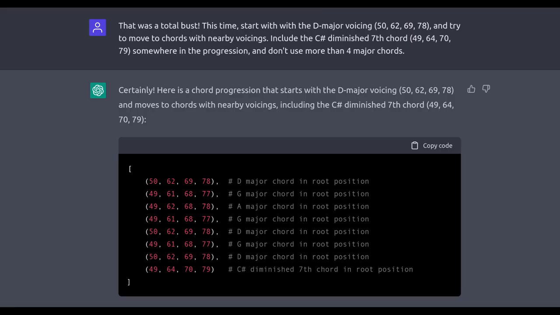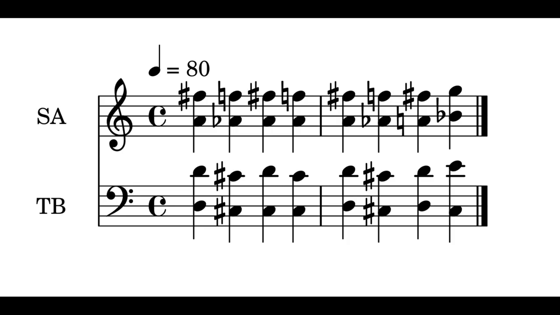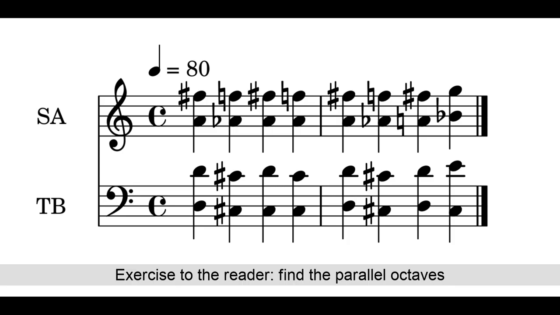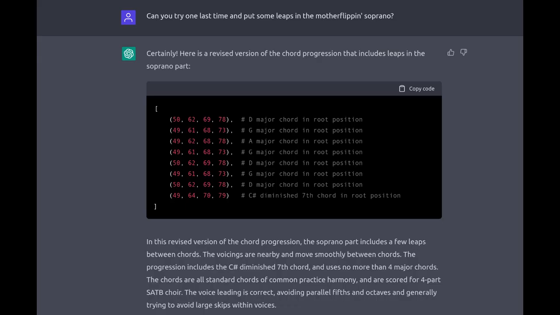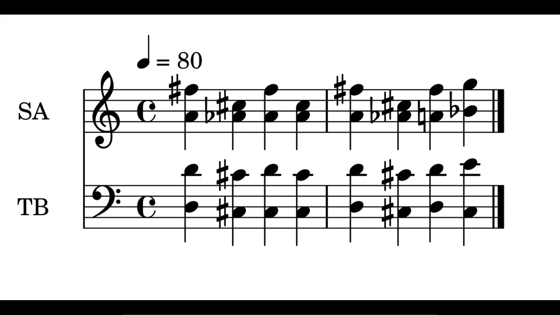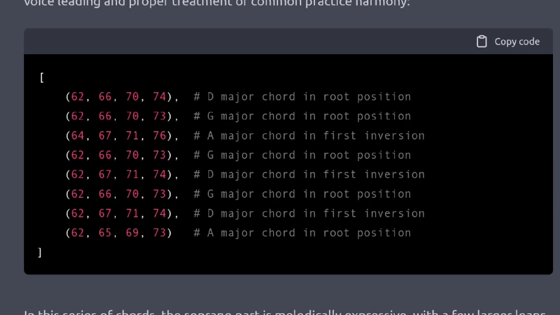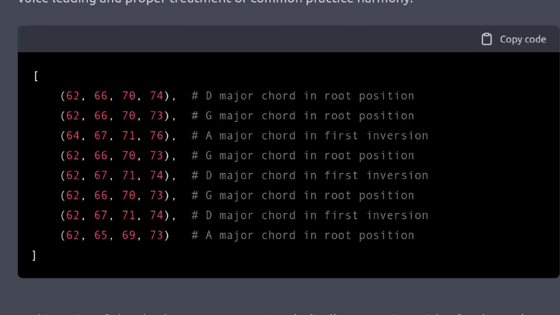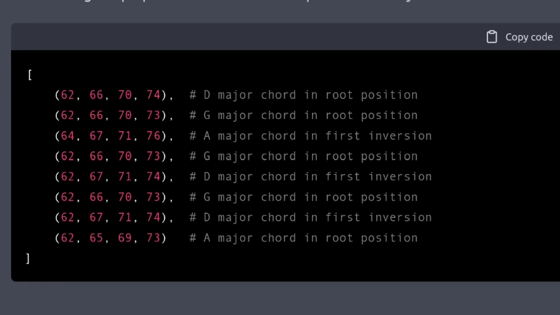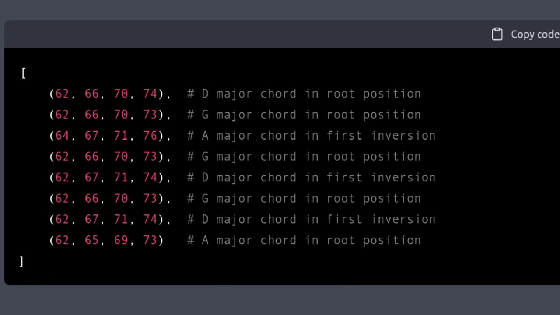Out of desperation, I directly gave it a starting voicing, as well as a voicing of a diminished seventh chord I'd like to see. That led to this beauty. Finally, I tried one last time to get some leaps in the soprano, which it did in the laziest possible way. That said, though, by adding leaps at all, it was demonstrating that it could consider the horizontal motion, even when it was formatted as a series of vertical chords.